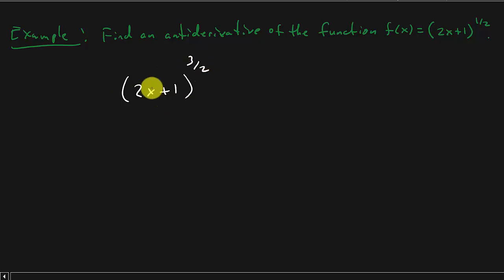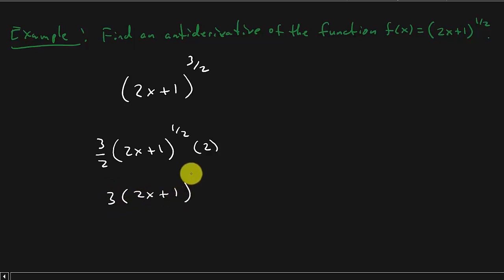Well, let's go on and take the derivative of this thing and see what we get. So 3/2 times 2x plus 1 to the 1/2 times the derivative of what's inside the parentheses. So that's times 2. And so that would actually give me 3 times 2x plus 1 to the 1/2. All right. So you see, when I took the derivative of this, I end up with this right here. But that's not what I want. See, this problem here doesn't have a 3 in front of it, does it? You see that? It doesn't have a 3 in front.